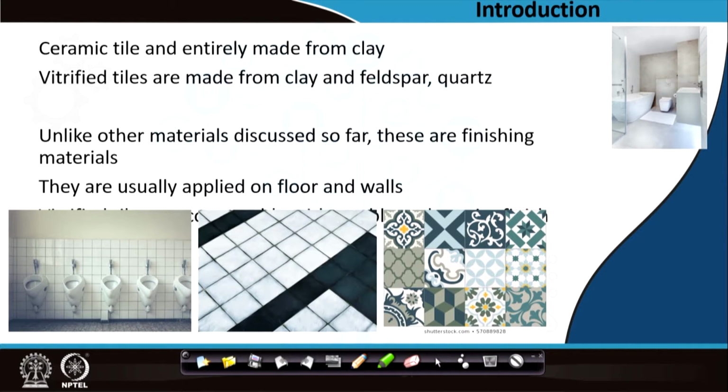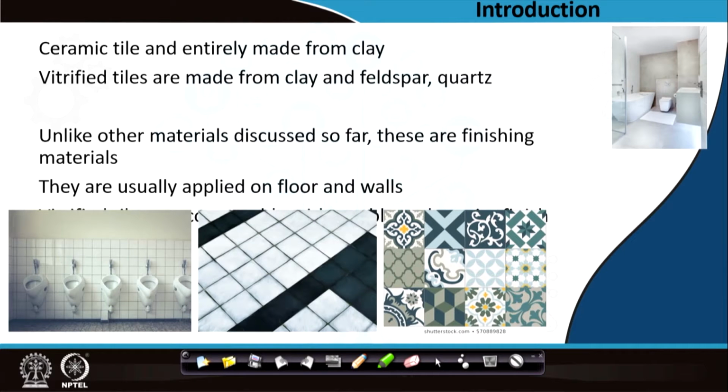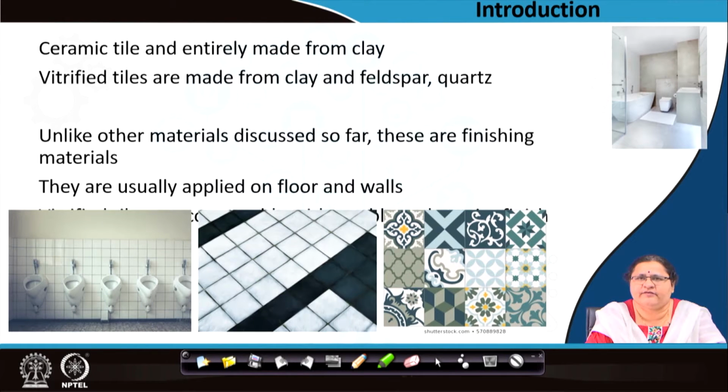So, it is nothing different from what brick was made of, and even glass is also made from sand, silica. So, here you see there are two basic points written: ceramic tiles are entirely made of clay and sand, and vitrified tiles are made from clay, feldspar and quartz. This difference actually brings a lot of difference in the two materials, and these are finishing materials as I told.